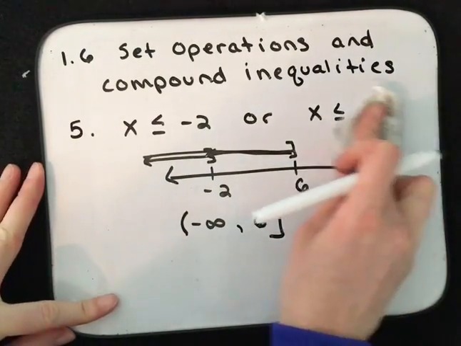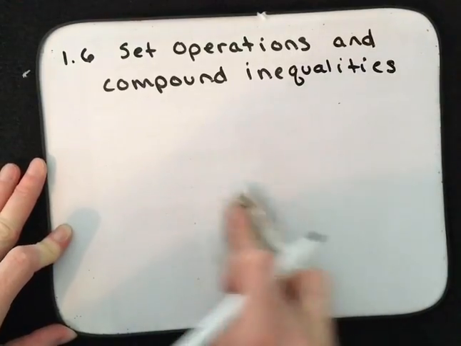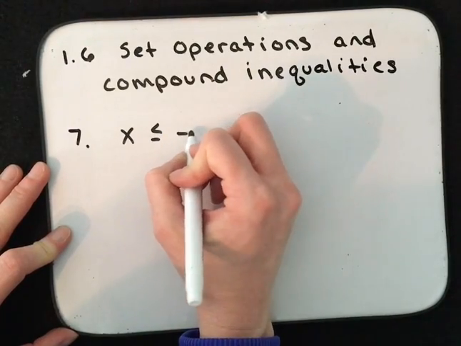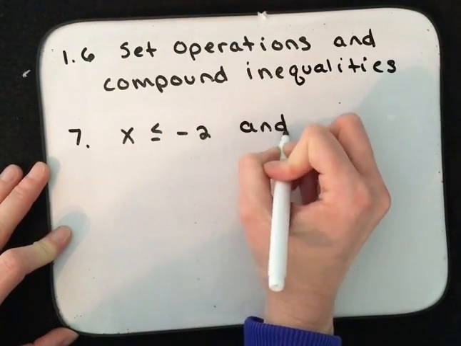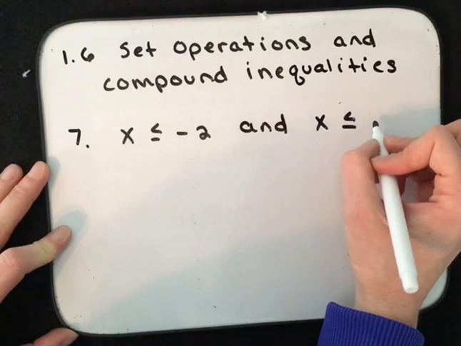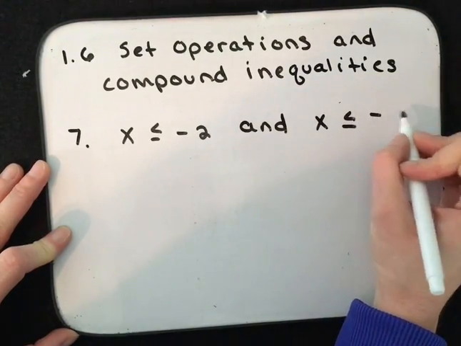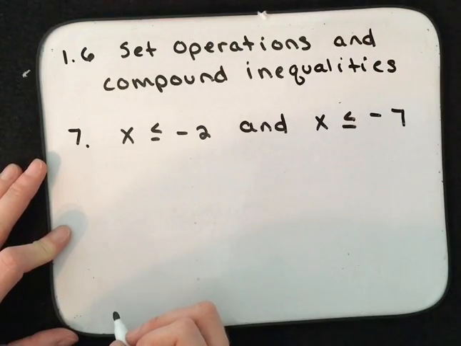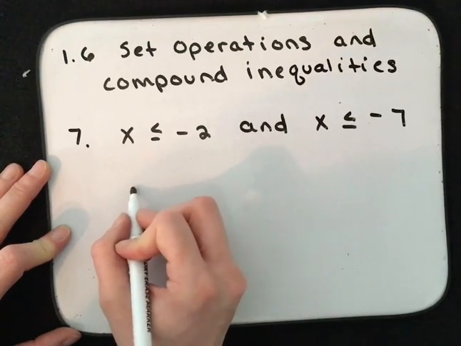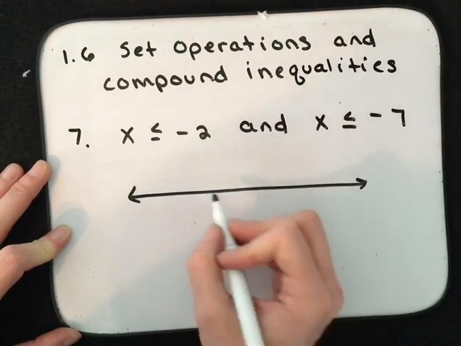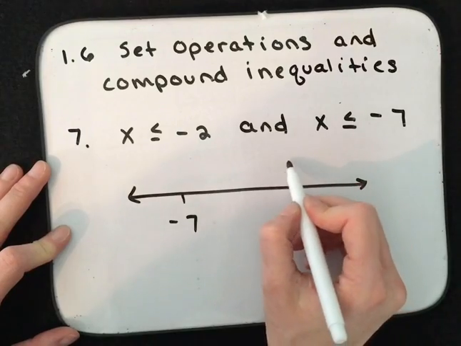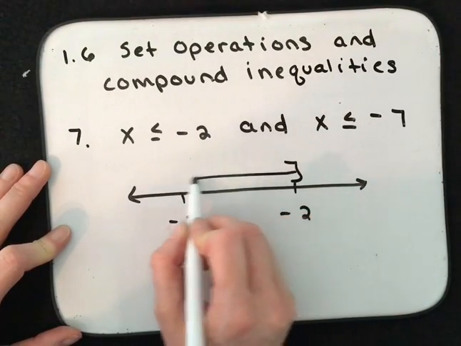Let's try one more. X is less than or equal to negative 2, and x is less than or equal to negative 7. So again, nothing to solve. Let's just go ahead and put it right on our graph. So here's negative 2, here's negative 7. So x is less than or equal to negative 2. Here's our bracket. It's going to go this way.